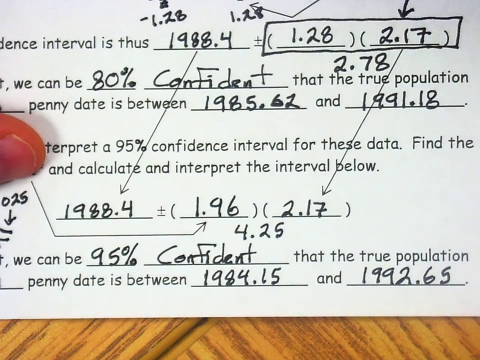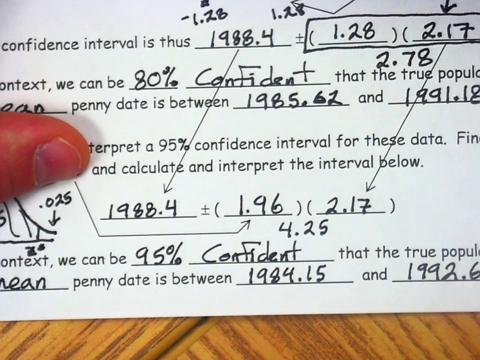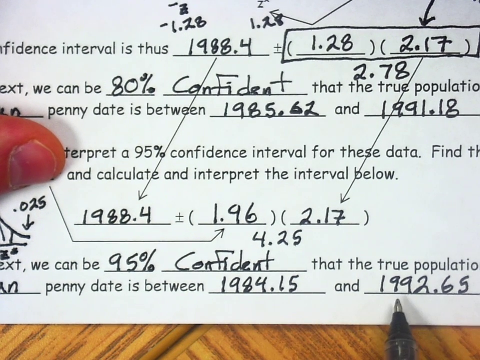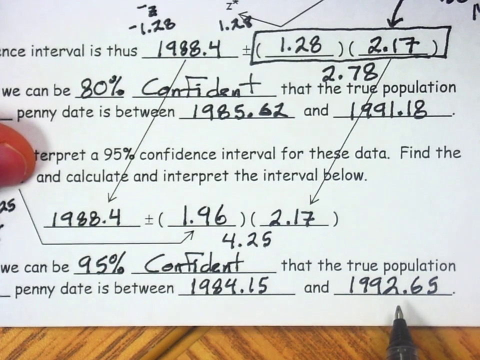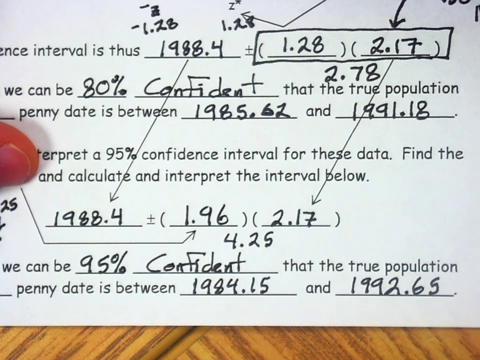That 95% confidence, again, tells us that following this method, using the same sample size from the same population repeatedly over and over again, 95% of the intervals we build will capture the true population parameter, the true population mean penny date. 5% of the intervals won't capture the truth. So now understand, this happens to be one of the 95% that do capture the truth. The truth is 1989.27.